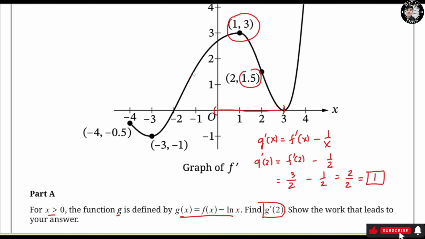Observe that f prime changes from increasing to decreasing. In other words, f double prime of s changes from positive to negative, right? f double prime is the slope of f prime, right? So if the tangent lines go this way, the slope is positive. Tangent lines going this way, the slope is negative, right?